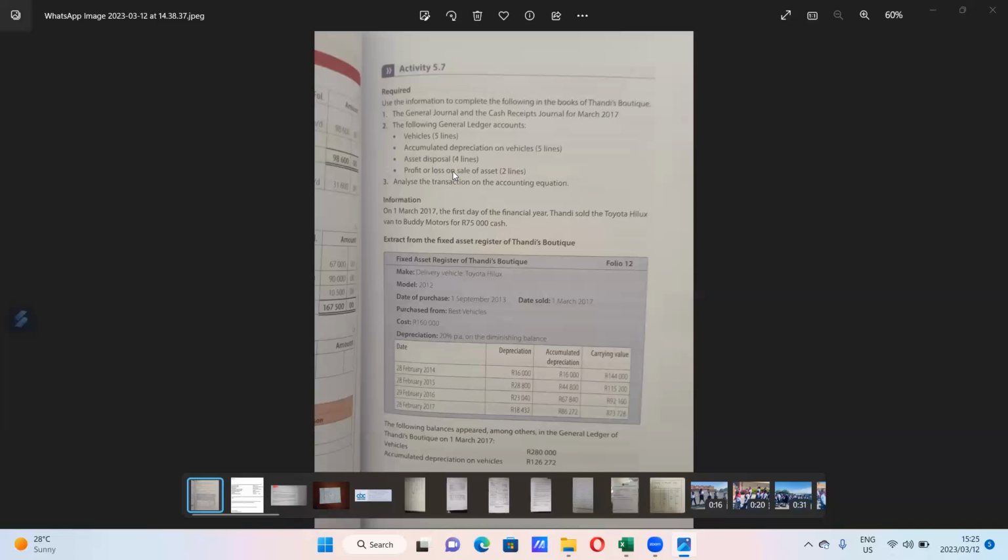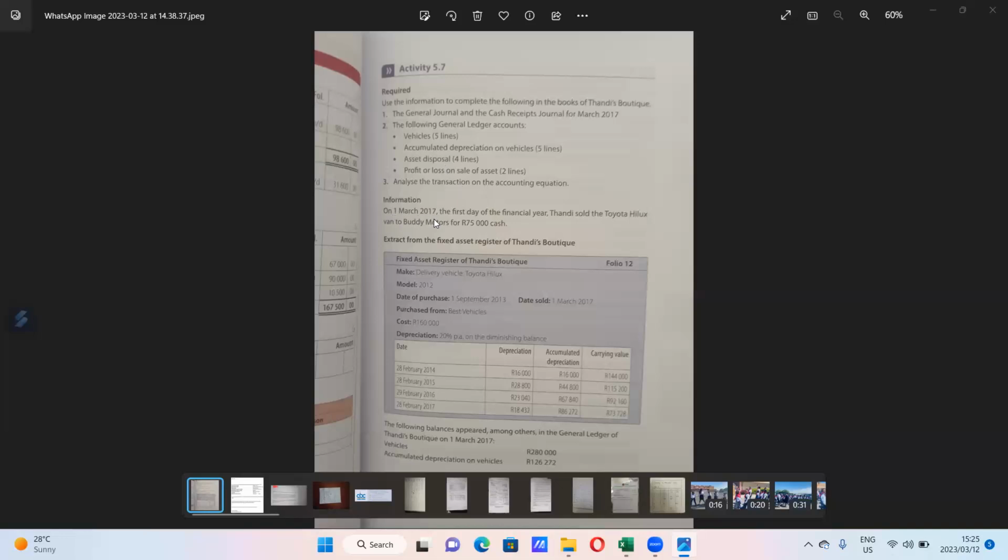If it's going to be a profit, it's going to be on the credit side, just like income. Which means the asset disposal account is going to be debited if it's a profit, and then it's going to be credited in the profit or loss on sale of asset. If it's a loss, it is going to be credited in the asset disposal, and then it's going to be debited in the profit or loss on sale of asset. So a loss will be treated like an expense. So it's going to be debited. We're not going to analyze. Then we go to the information.